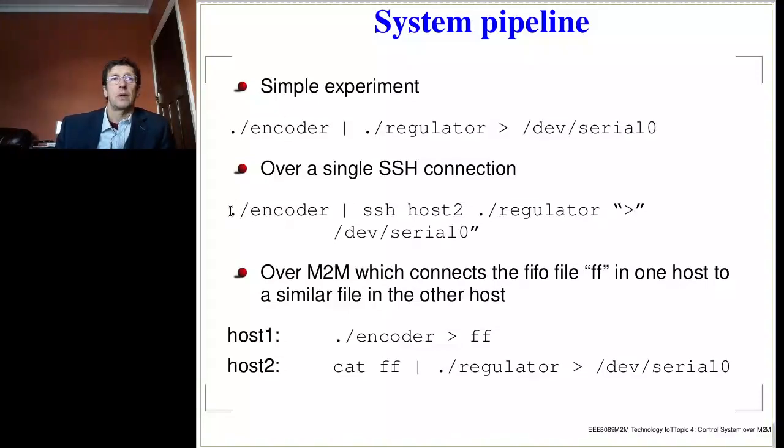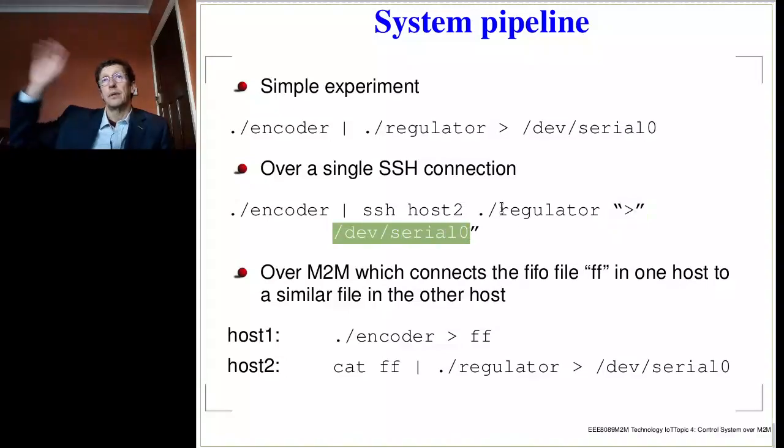So in one machine we are running the encoder, and the encoder is reading the data from the sensor, producing a stream of measured data here. The stream goes into the secure shell, into the other host, right? And in the other host we are executing an agent which is the regulator, right? And this regulator will redirect its output into the serial interface in the remote machine. And then hopefully it will work, or may not work, right?